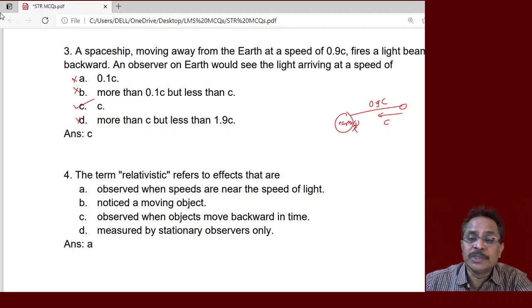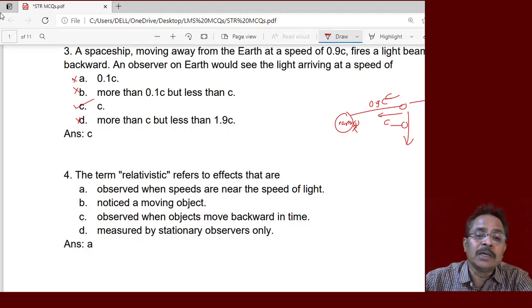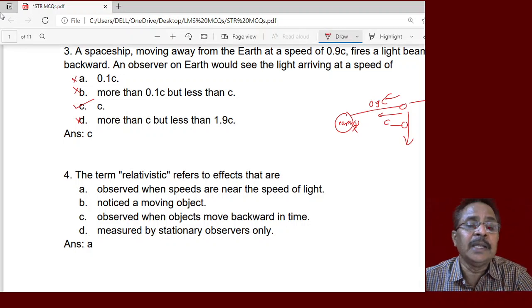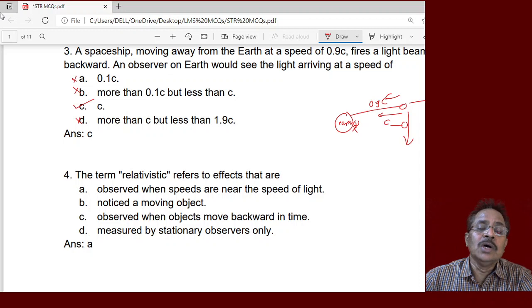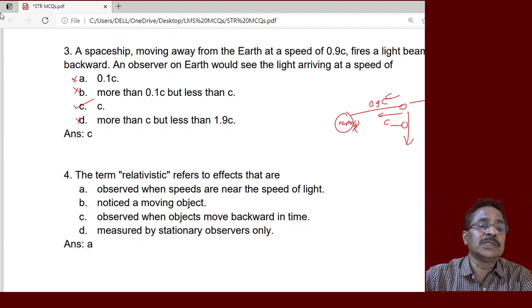Whether this spaceship is moving towards Earth, moving away from the Earth, or moving in the perpendicular direction, it doesn't matter, as long as this light is emitted by this particular source, and wherever it is going, it doesn't matter. The velocity of light measured by an observer on the surface of Earth would always be constant, and that is C. Therefore, C is the logical and correct answer to this question number 3.